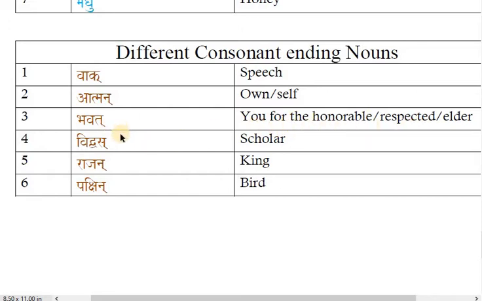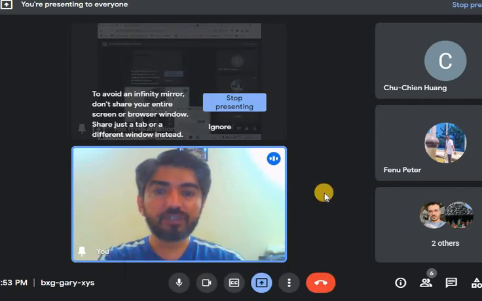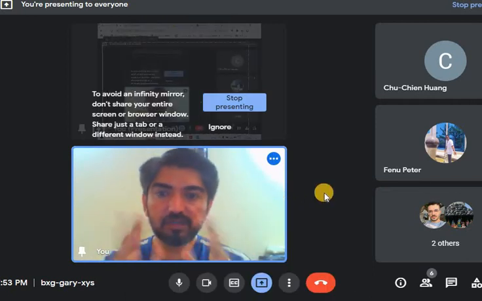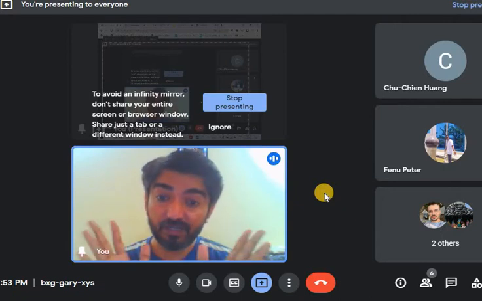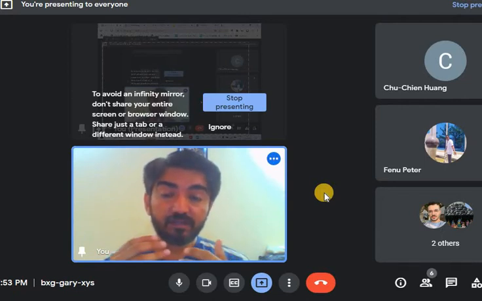Bhavat you should say. You should not say tvam for the elderly people, right? You should use this respected word bhavat. Then vidvas ending with sa means scholar. Rajan ending with na, king. Paksin ending with na means bird. So like this, different consonant ending words we have. So dear students, here you got an introduction that all words in Sanskrit language are categorized into different genders and with different vowels. Alright, now let us understand how this word is having a table.